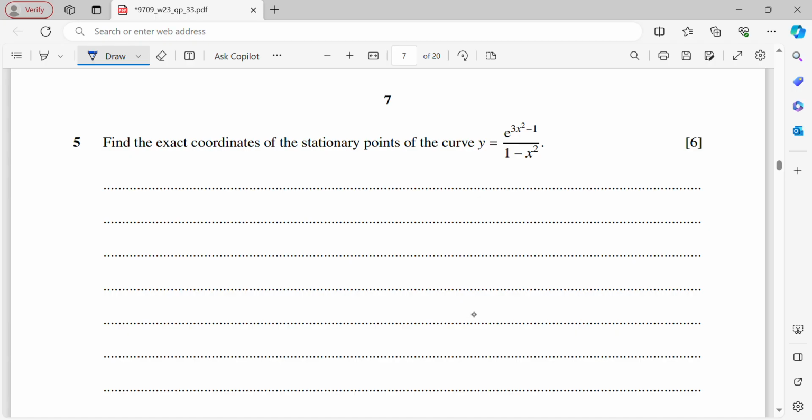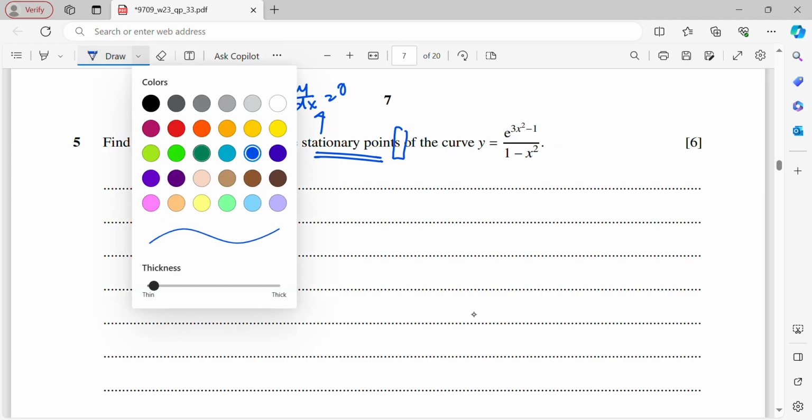Okay, next, question number 5. Find the exact coordinates of the stationary points of the curve. Whenever you see stationary points, it means that dy over dx equals 0. And it mentions points here, which means you will be getting more than one point. Now the y is (e^(3x^2) minus 1) over (1 minus x squared). Obviously this is the quotient rule. This question must be solved using the quotient rule because it's a division.